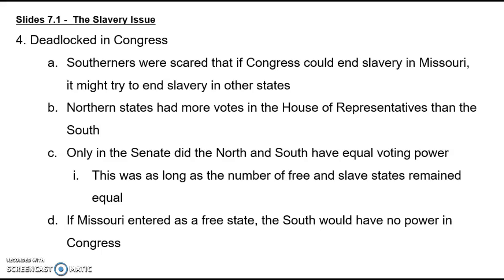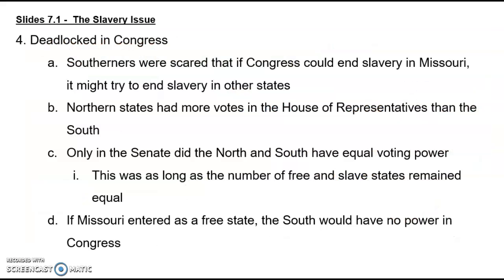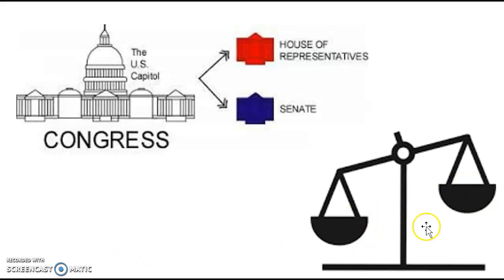Southerners are scared that if Congress says Missouri can't have slavery, Congress is going to go into the other states in the South and say, you can't have slavery here in South Carolina and Georgia. That's what they're scared of. Northern states are scared that slavery is going to spread throughout this whole Louisiana territory, and that's not what they want to see. Remember abolitionists, they want slavery to end. The last thing they want to see is slavery spreading across the whole country, across all this land they just purchased. What we also see is if Missouri entered as a free state, the South would have no power in Congress, so it's really going to upset this balance. This balance is not going to be even.